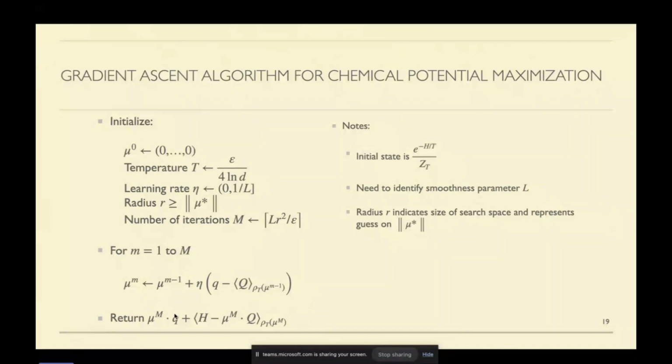Mu, the parameter, the chemical potential vector, is a c-dimensional real vector. And so we have to look in that space to try to find mu star, which is the optimal value of mu. So radius is just like we have some guess on a Euclidean ball that contains the optimal value. And this R is the radius of that Euclidean ball. So we have to have some sense of where the optimal solution lies. But we can have a large ball that contains it. Okay, so you need that kind of guess for this to work. And that's common to all gradient ascent and descent algorithms. The number of iterations we set to be this.